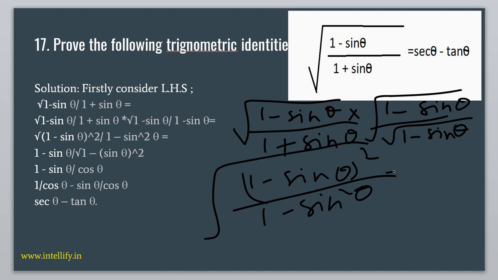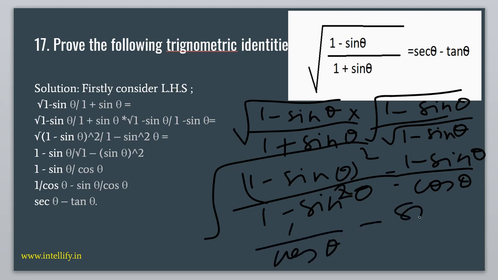When we take it out of the under root, we can conclude 1 minus sin theta whole square can be written as 1 minus sin theta. And since 1 minus sin square theta is cos square theta, taking cos square theta out of under root, we are left with 1 by cos theta. Now separating this, 1 by cos theta minus sin theta by cos theta. So 1 by cos theta is sec theta, sin theta by cos theta is tan theta. So this is the required proof we have.